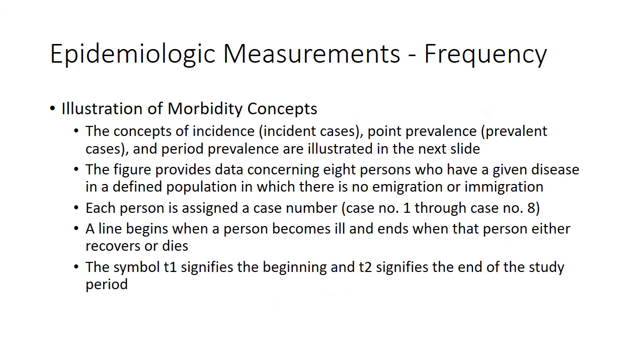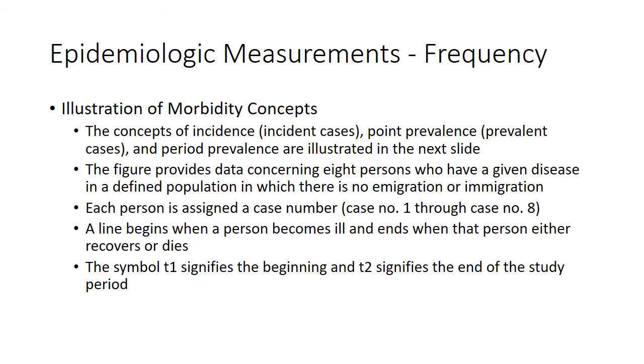The next slide is going to be useful because it's going to illustrate these different concepts we've talked about, namely incident cases, the point prevalence or those prevalent cases, and then that period prevalence. What you'll see in the next slide is data concerning 8 people in a defined population where no one is leaving or coming into the population. So that denominator is going to stay the same. Each case gets referred to as a case number 1 through 8, and you'll see that a line begins when the person becomes ill, and then if they recover or they die, that's when the line is going to end for that person.